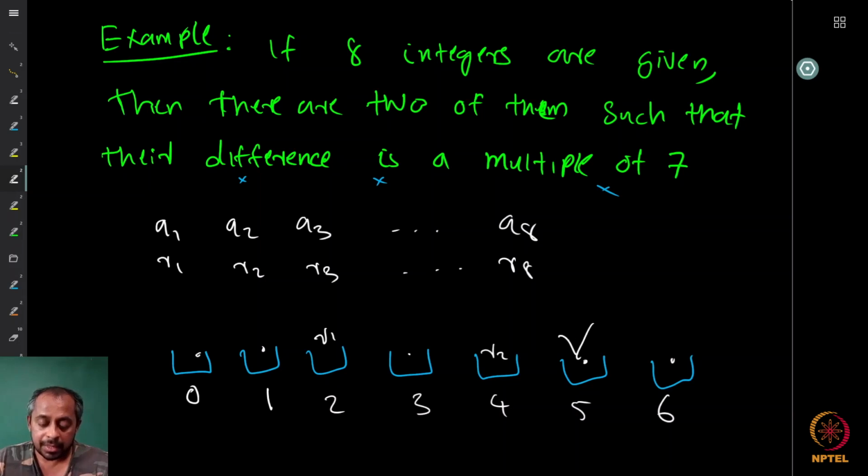So that means they must be the same, because I put a remainder into a box only if it is that particular number, say 5. If it is 5, it is 5. The remainder is 5. So you take the corresponding numbers, let us say Ai and Aj, for which the remainder is the same. So Ai minus Aj has remainder 0 when divided by 7. That is why it is divisible by 7, it is a multiple of 7.